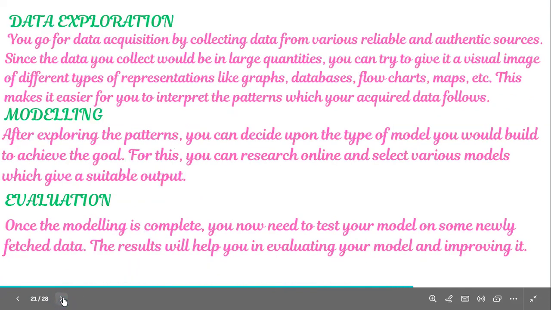The next stage is data exploration. Data exploration is the third stage of the AI project cycle. First, you identified the problem. Next, you collected the data related to that problem. And third is data exploration. After collecting the data from various reliable and authentic sources, you will have collected large quantities of data. You can then give it a visual image through different types of representation like graphs, databases, flowcharts, maps, etc. This makes it easier for you to interpret the patterns in the data you acquired.